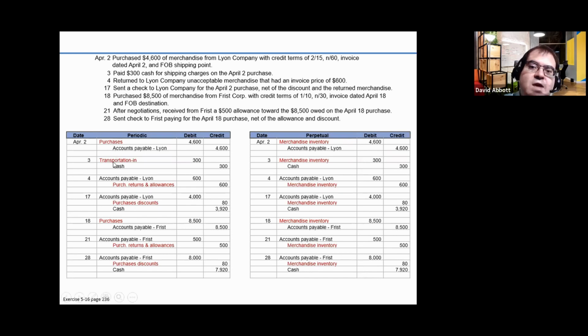So pretty much the only difference between these two is that on a periodic system, you're going to have specific accounts for the different activities. But in a perpetual system, you're going to do everything in the merchandise inventory account. And the amount listed in that account should be how much inventory you have. Now, obviously, you may still have to physically count your inventory to make sure that what the computer says, which is what your books say, is the inventory that you actually have.